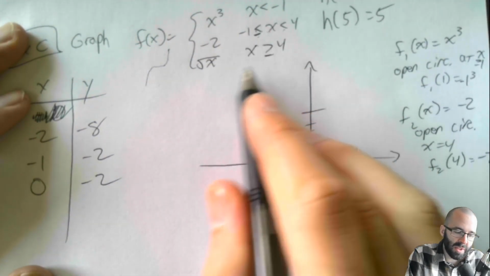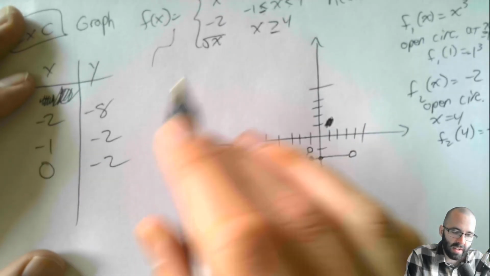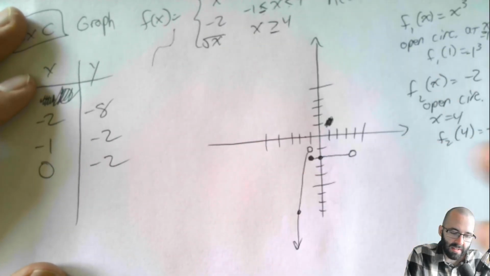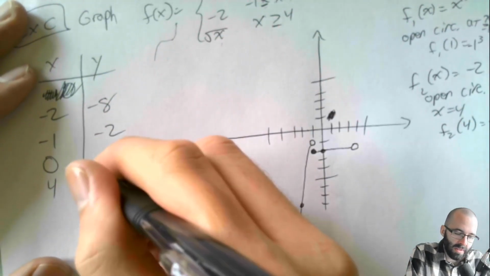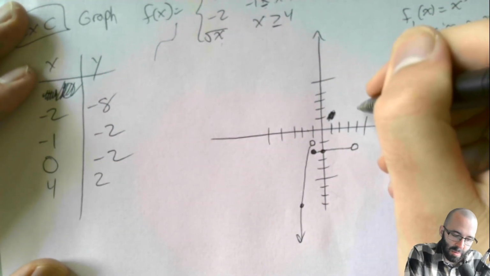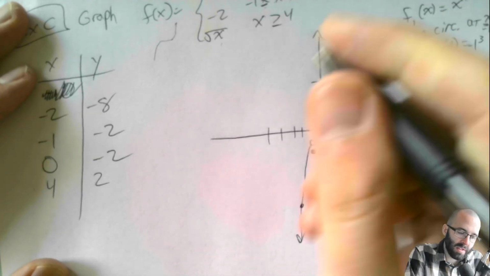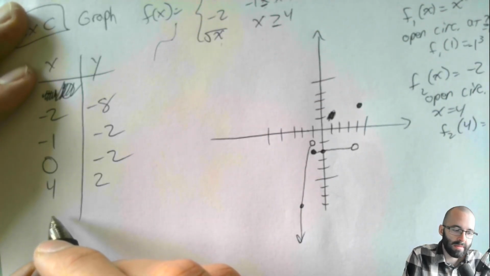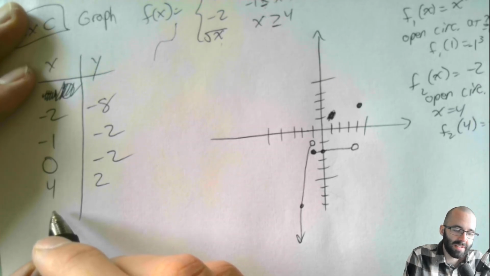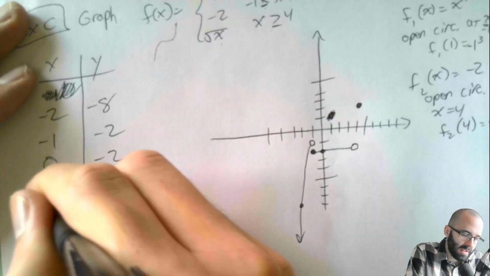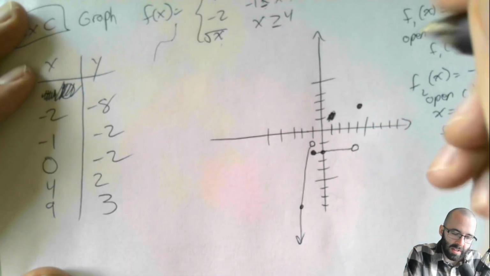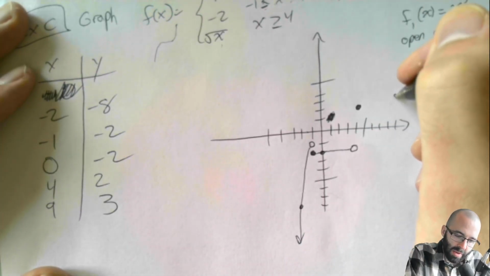Now we move on to the last piece, which again, I have to go quickly. The last piece starts when X is 4. Square root of 4 is 2. We have the point 4, 2. Square root of 5, you could use the calculator to get an approximation. Or you could just jump up to a nice number. Square root of 9 is 3. We have a point 9, 3.